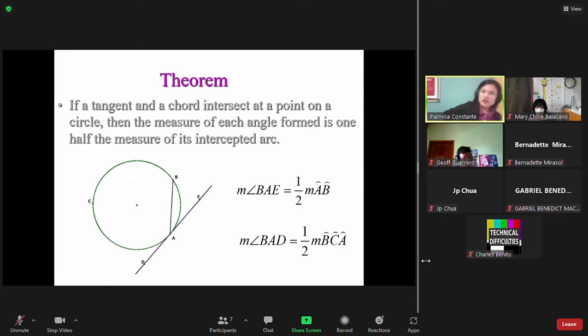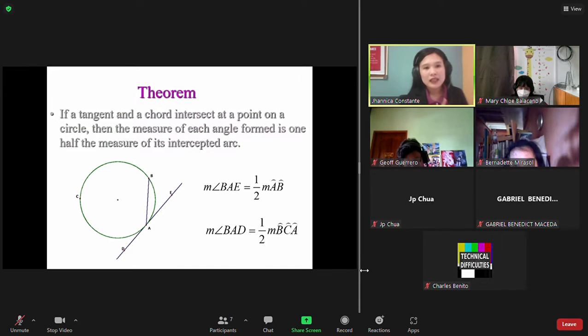So if a tangent and a chord intersect at a point on a circle, then the measure of each angle formed is 1/2 the measure of its intercepted arc. So the first theorem that we have is about the tangent line and the chord segment that we have in our circle, wherein the tangent and the chord intersect at exactly one point in the circle.